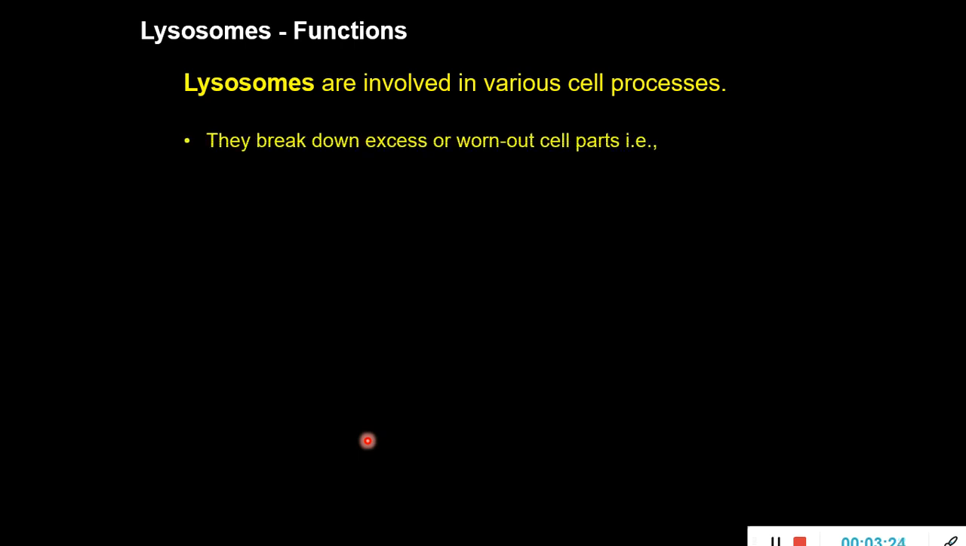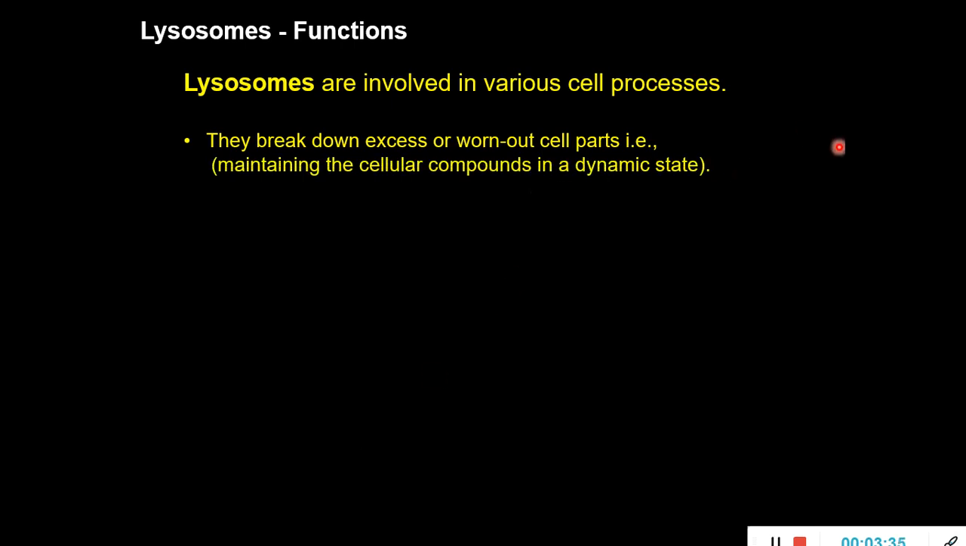What are the main functions of the lysosomes? To see the main functions of the lysosomes, they are involved in various cell processes, and in this slide we will cover only two of the main functions. Number one, they break down excess or worn out cell parts, to maintain the cellular components in a dynamic state.